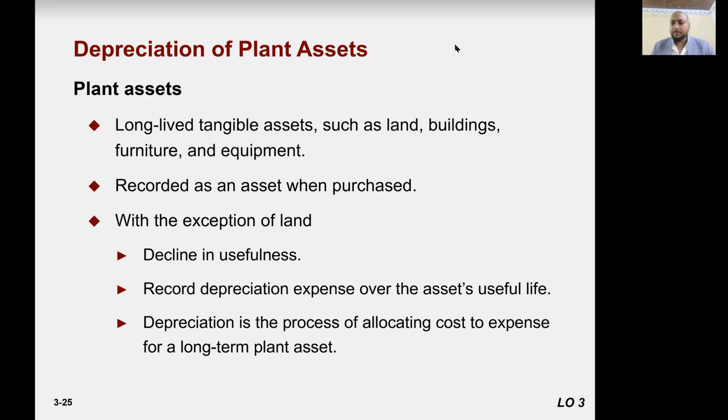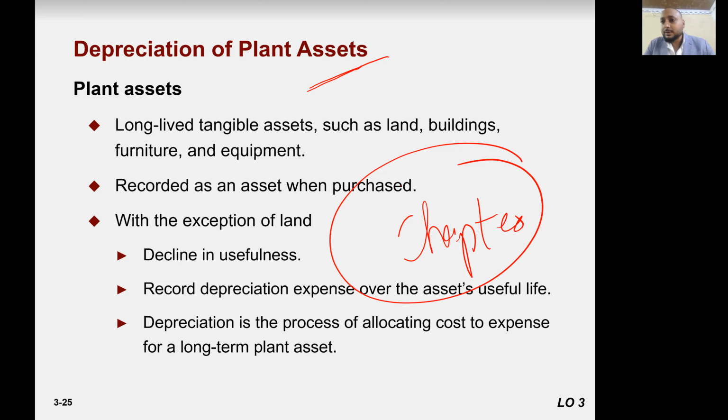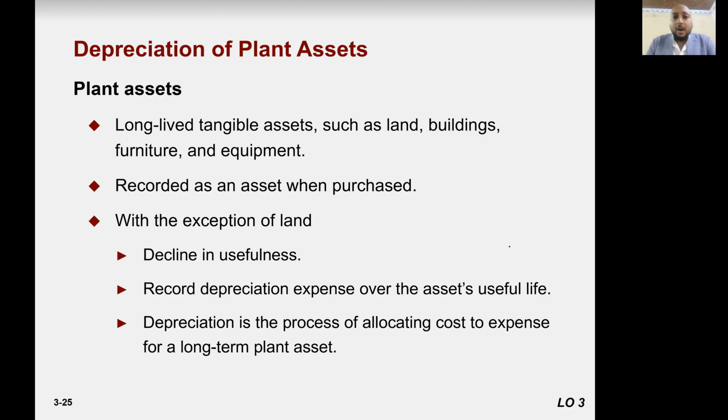Okay, class, welcome back after the break. So now let's start the second category of adjusting entry, which is depreciation. If you don't understand depreciation right now, please don't worry. We have a whole separate chapter on depreciation. If you understand right now, well and good. If you don't, please don't worry, because we have a whole chapter to discuss depreciation.